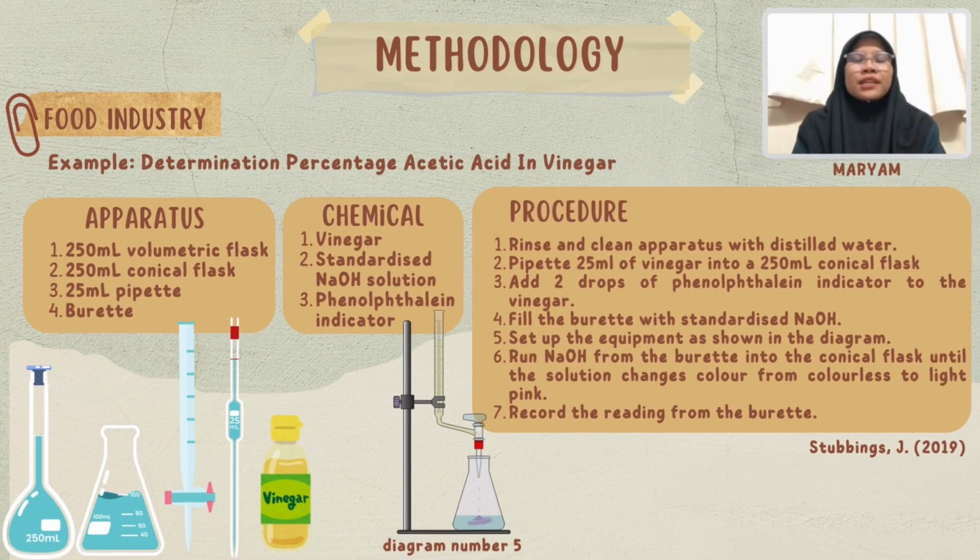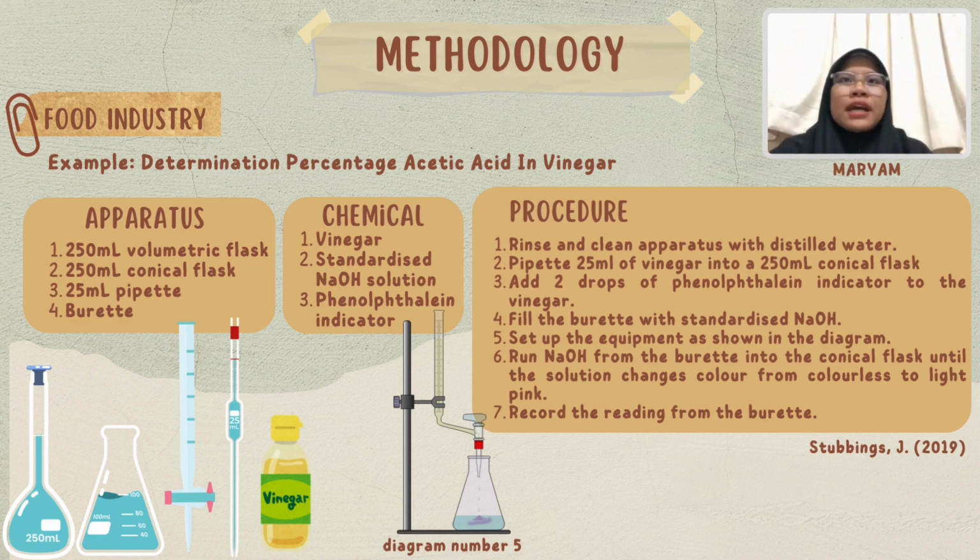Next, I would like to present the methodology of the volumetric analysis that we chose for the food industry, which is the determination of the percentage of acetic acid in vinegar by the titration process. Before we go through more details, there are 4 apparatus that we use in the titration process: first, 250 ml volumetric flask, second, 250 ml conical flask, third, 25 ml pipette, and the last one, burette. The chemicals that we use are first vinegar, second standardized sodium hydroxide solution, and the last one phenolphthalein as the indicator. There are 7 steps.